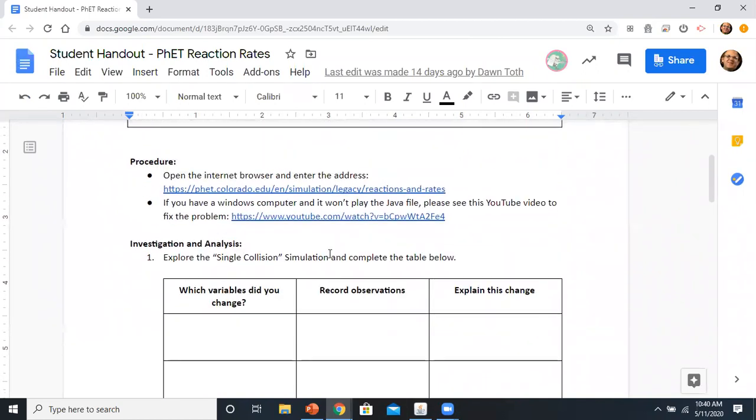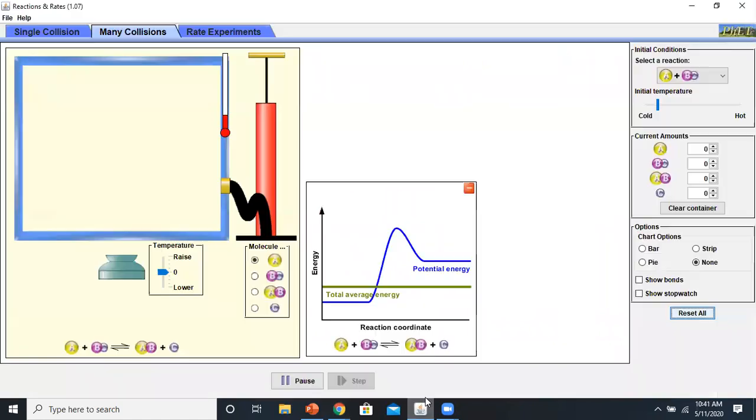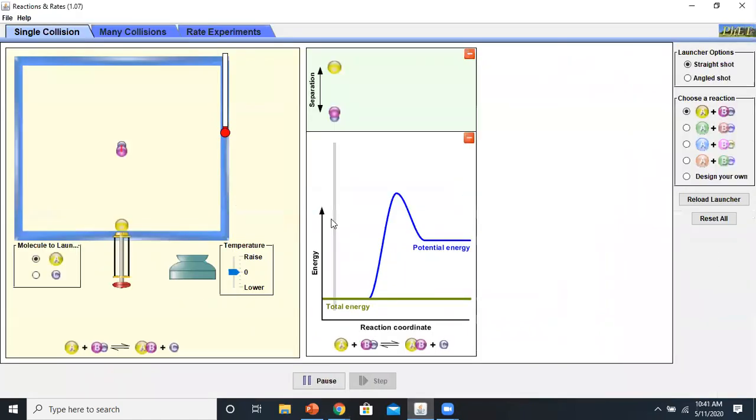So basically, if you have a tough time opening it, you can just watch my explanation. I think you'll get the idea of what we can change. We're just going to look at single equations first. So let's take a quick look here. You can do all kinds of interesting things here.